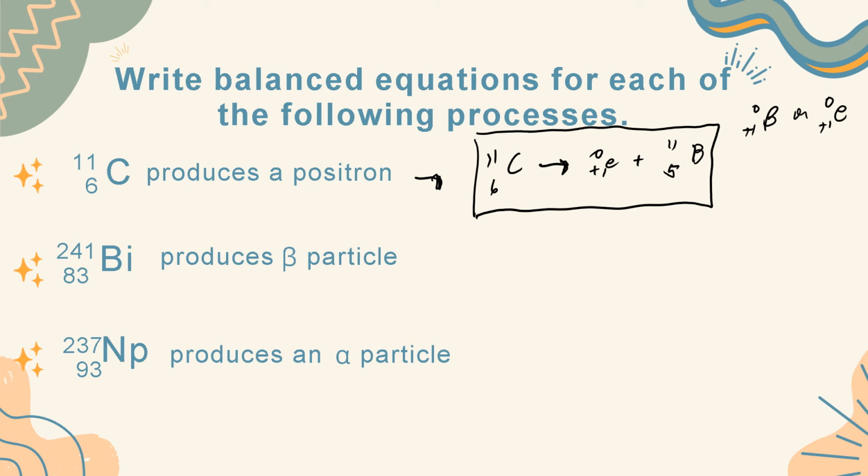Okay. So, another example here. So, example number 2 natin. So, bismuth or Bi 241, 83 produces beta particle. Okay? Ang beta particle natin ay, okay, that is our beta particle. Okay? Okay, so this is a symbol for beta particle. But it can also be the symbol for beta is like this. Okay, so either of the two.